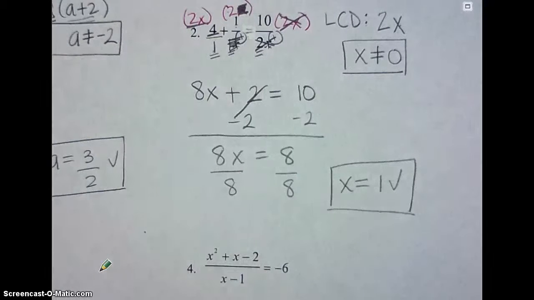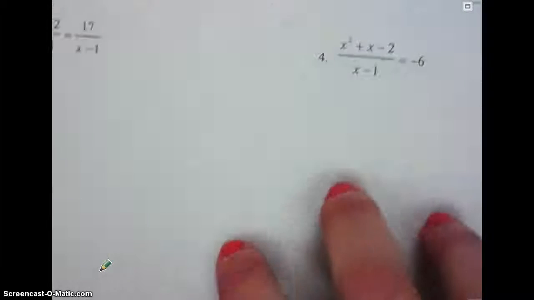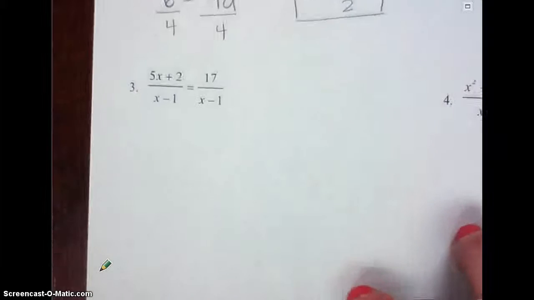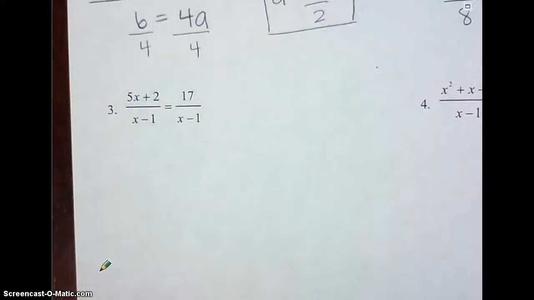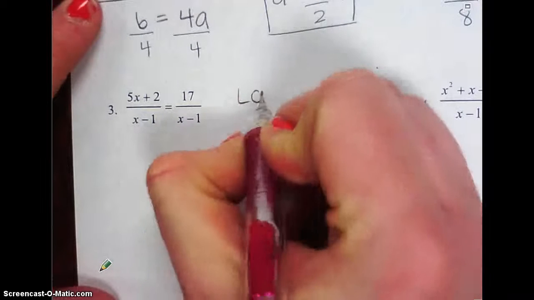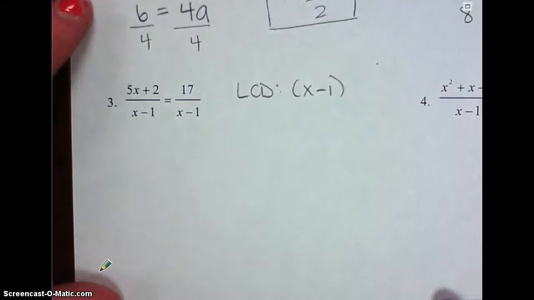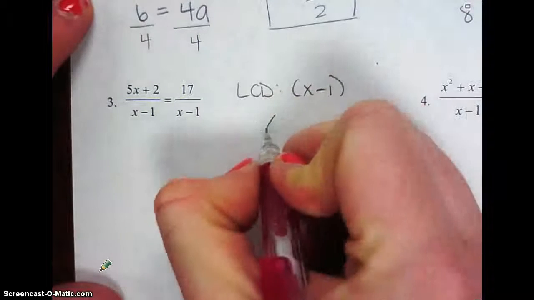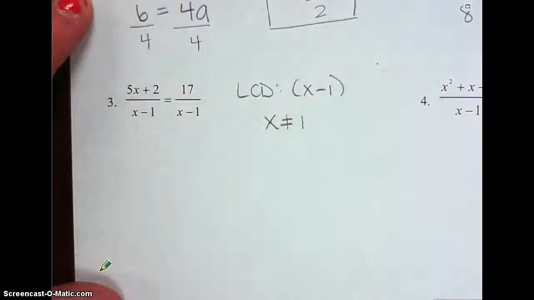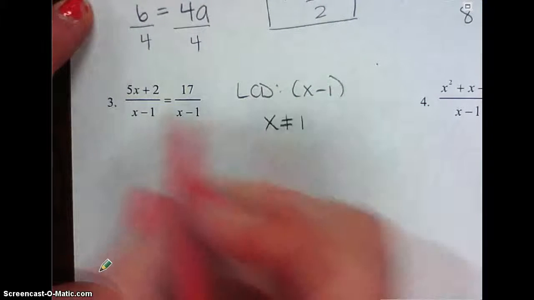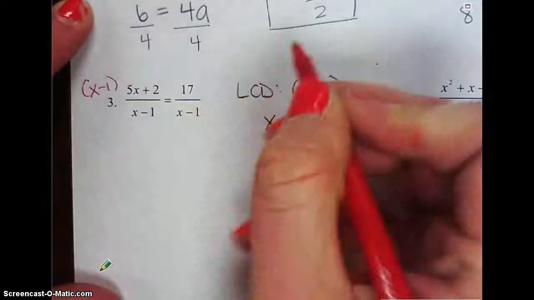Questions on number 2? Okay, number 3. What is the LCD on number 3? Yeah, x minus 1. So the LCD is x minus 1. What can x not equal? Positive 1. So we multiply each side or each piece by x minus 1.